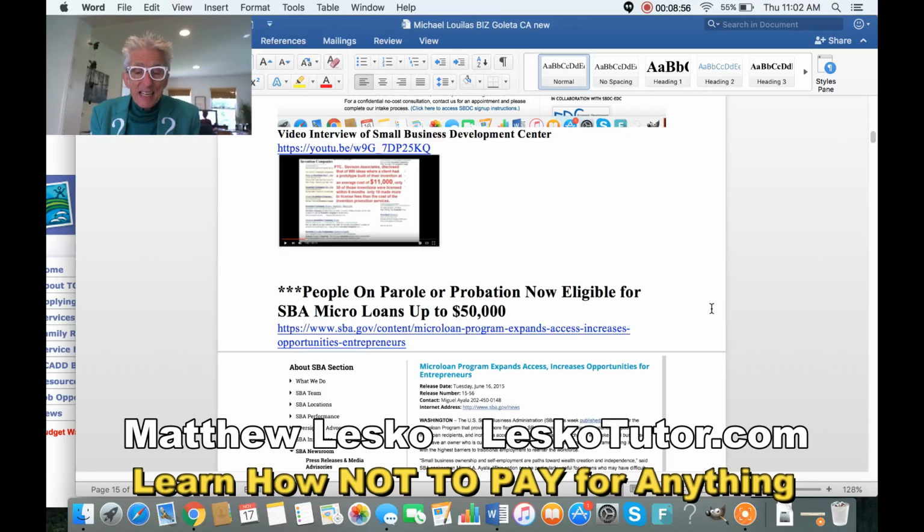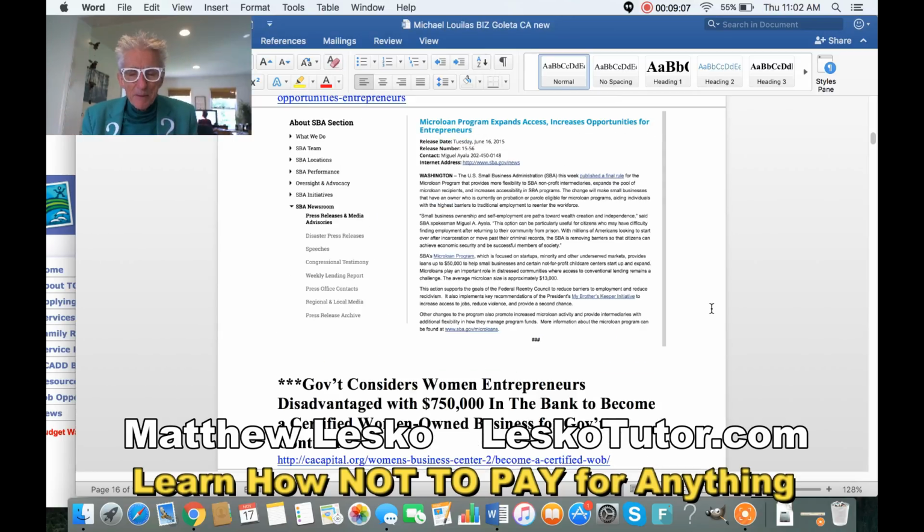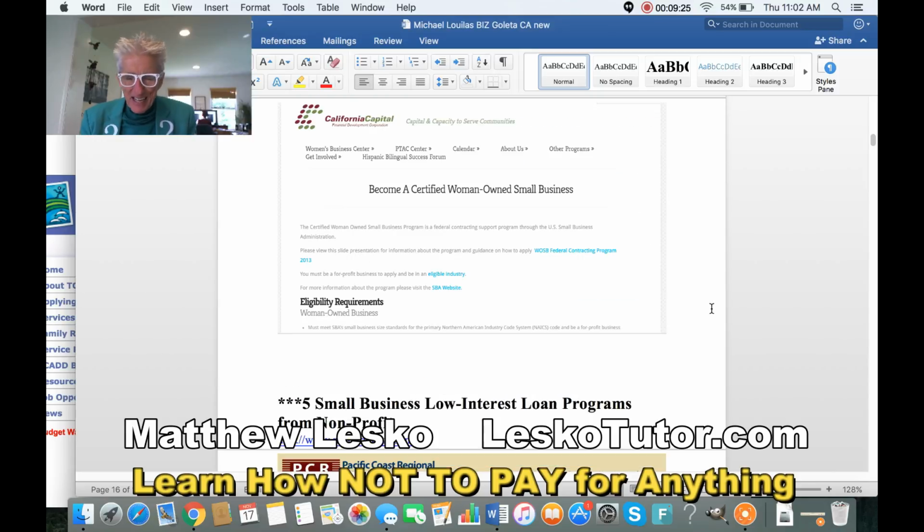And remember, now in business loans for small business, if you're on parole or probation, you're eligible. Before, they wouldn't touch you, man. Just like the banks, they don't touch people with records like that. Well, now they have to in the government, and that's up to $50,000. Now, here's another interesting thing. If you're a woman entrepreneur, they consider you disadvantaged with $750,000 in the bank. So you're almost a millionaire, and according to the government, you're disadvantaged. So they give you a break on getting your contracts.